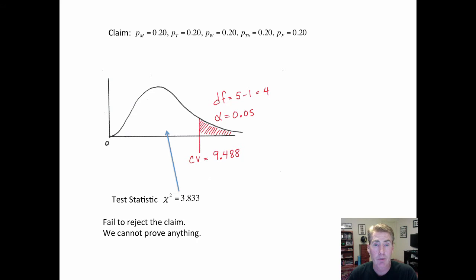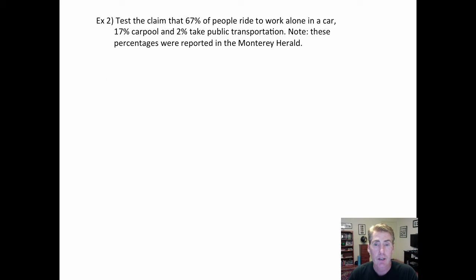Okay, so that's the first type of example when they say they're all the same. Next, when they're different. Example number 2. So I got this from the Monterey Herald, and they were talking about how people get to work. So they said for Monterey County, 67% drive in their car alone, 17% carpool with at least one other person, and 2% take public transportation. For Monterey County, I believe that means bus, but they said public transportation.